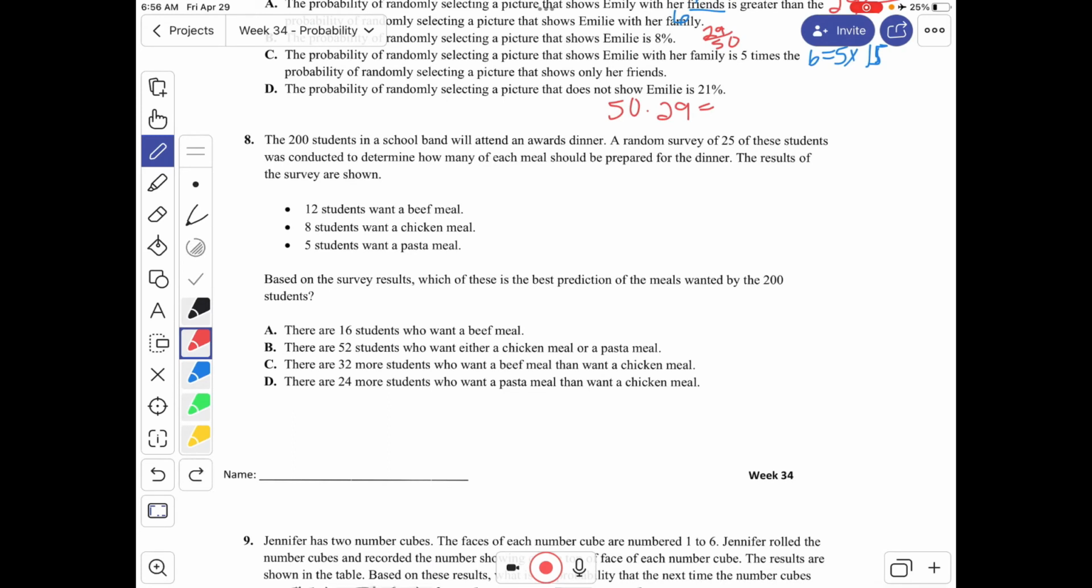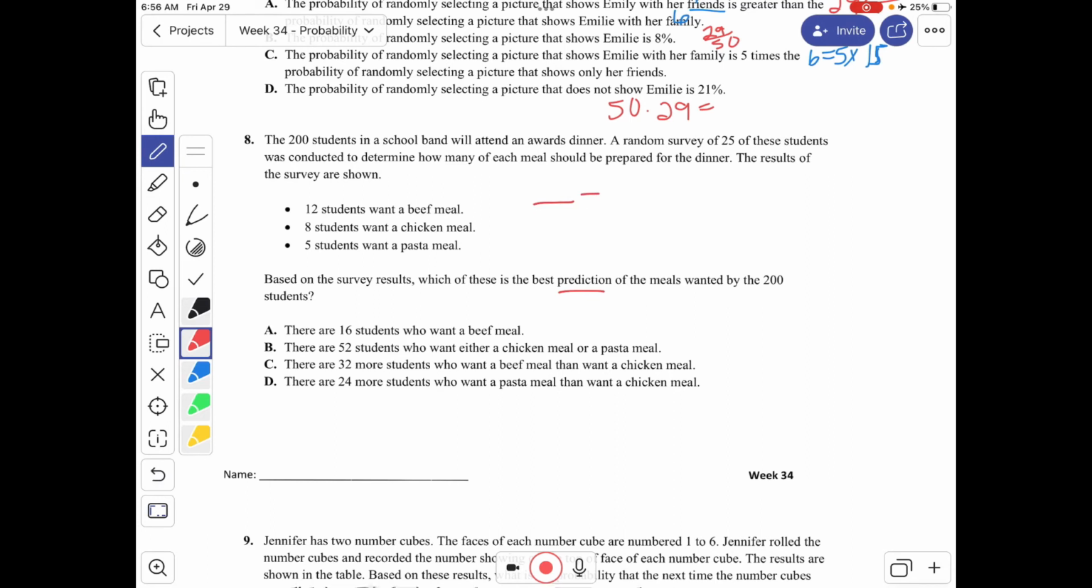Number 8, the 200 students in a school band will attend an awards dinner. A random survey of 25 of these students was conducted to determine how many of each meal should be prepared for the dinner. The results of the survey are shown. 12 students want a beef meal. 8 students want a chicken meal. 5 students want a pasta meal. Based on the survey results, which of these is the best prediction of the meal wanted by the 200 students?